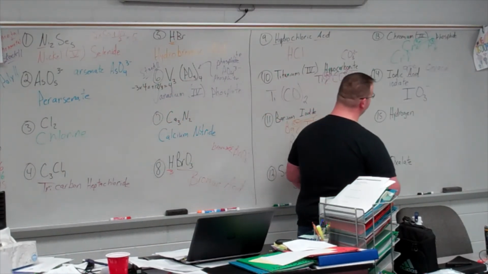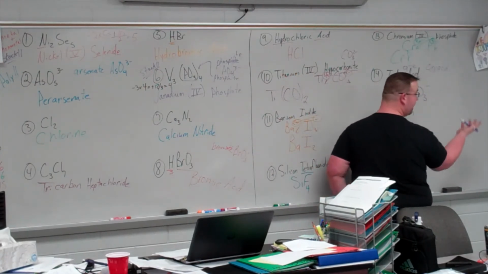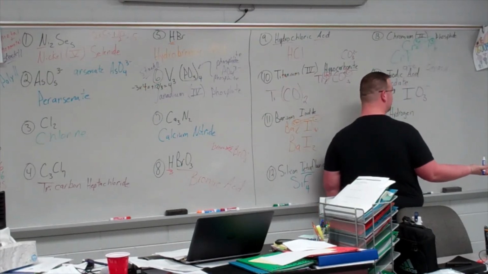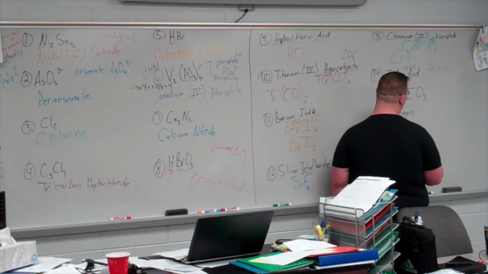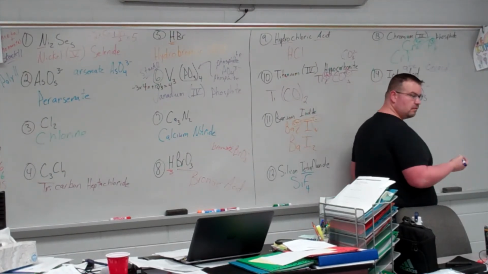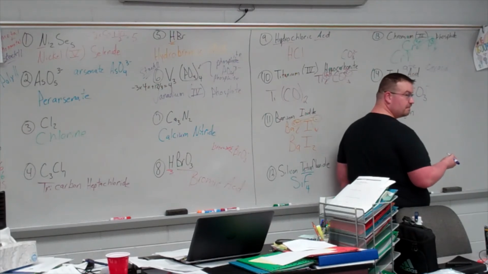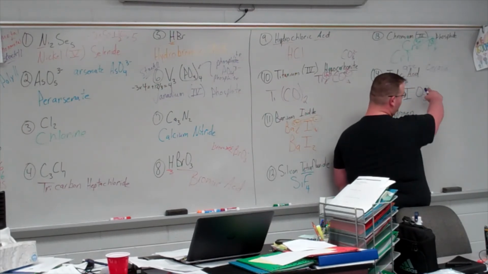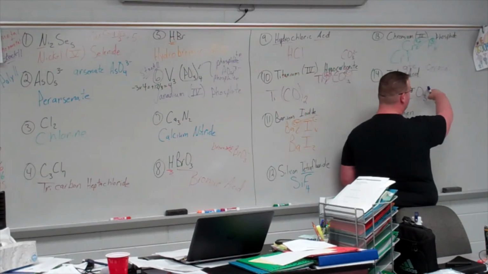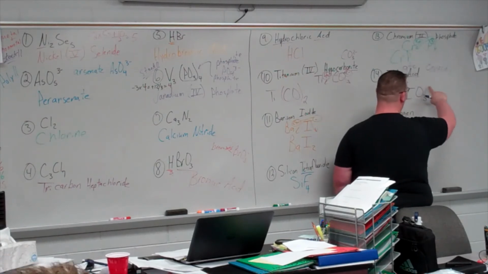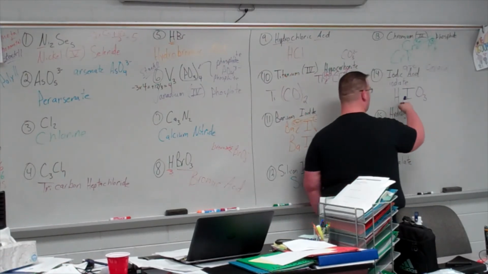Anyway, so iodate, now we gotta make it an acid. How do I make it an acid? Add hydrogen, put hydrogen in the front. How many hydrogens do I need? One. Why just one? Because it's a negative 1 charge. That tells me how many I need. There's just a 1 there, so now I erase the 1.